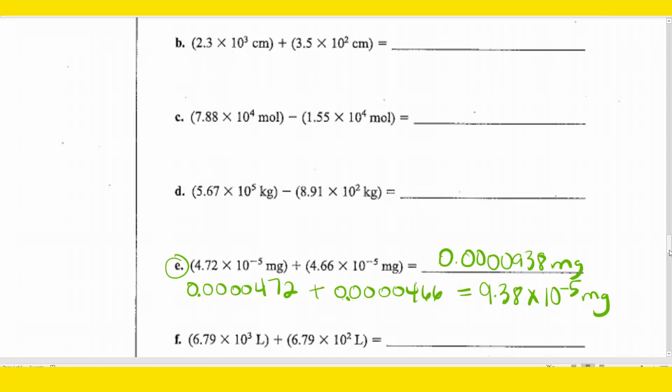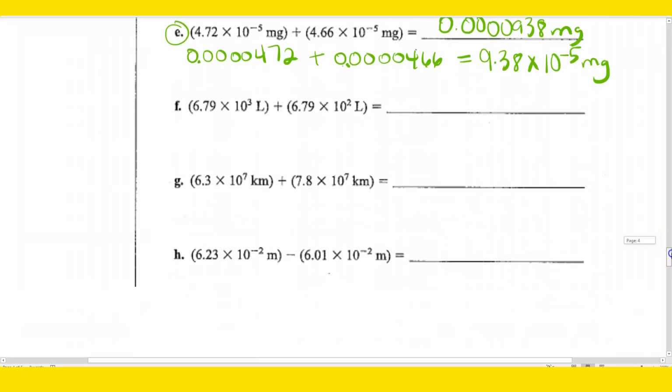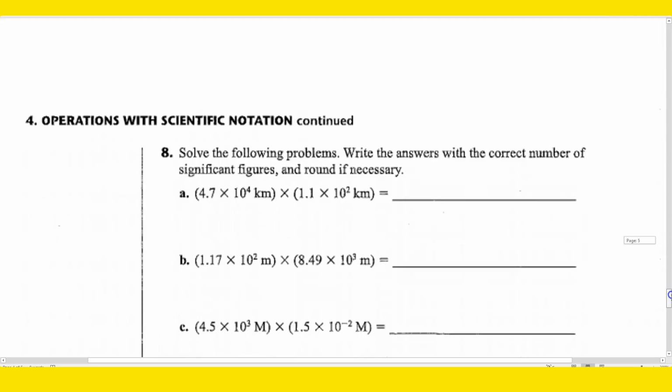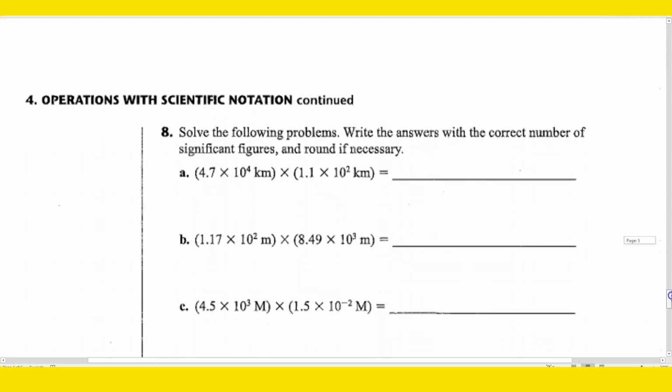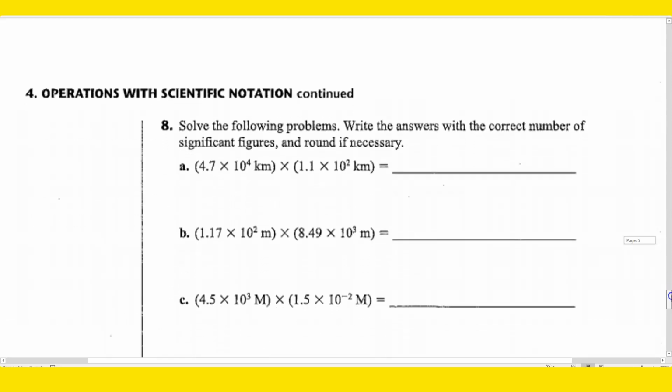9.38 times 10 to the negative fifth power milligrams. All right. Let's do one in which you have to multiply and divide. I need to go back and say something about that though.